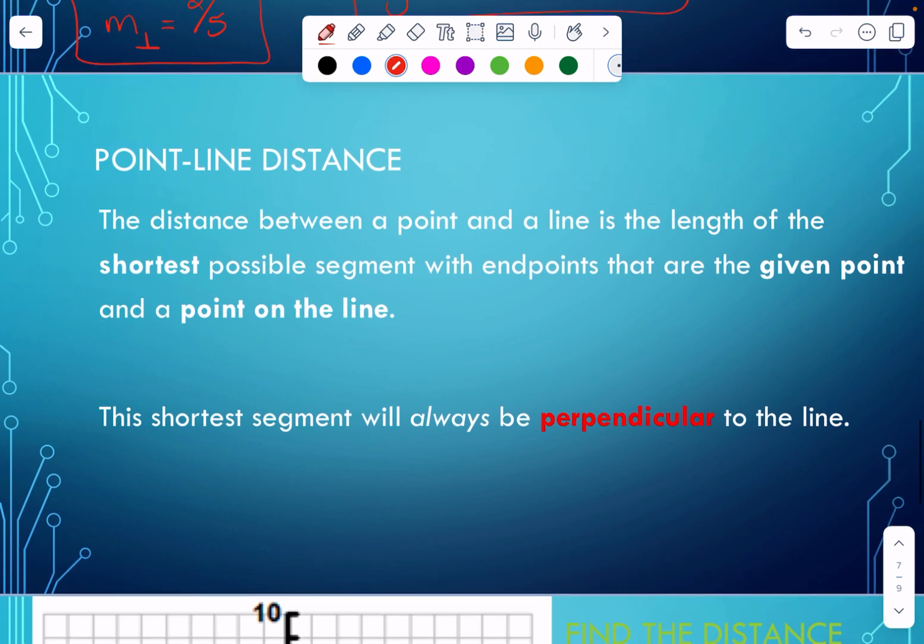All right. So now what we're going to do is look at finding the distance between a point and a line. Okay. Now, when we look for this, what we're asking is the length of the shortest possible segment with endpoints that are on the given line and a given point. The shortest segment will always be perpendicular to that line. Okay, this is important. We're going to look for the perpendicular to that line in order to find the point on that line that we are going to use.